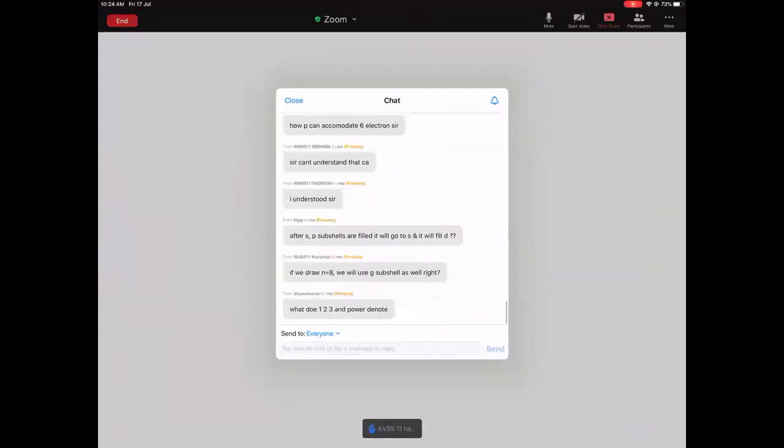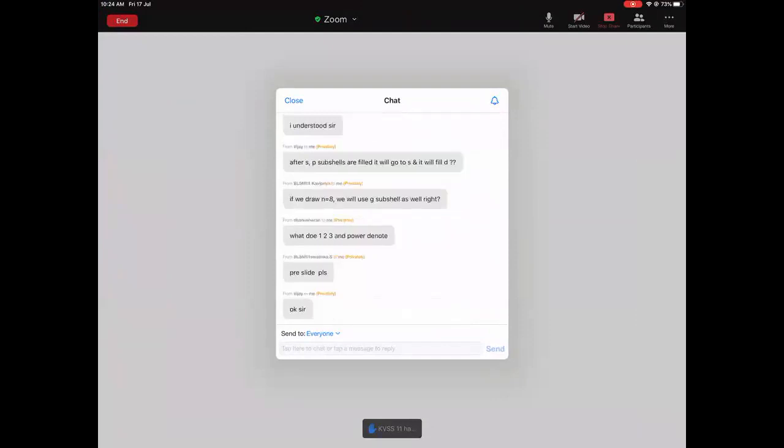Sir, after the s and p subshells are filled, will it go to s again and fill d? Yes. If we draw n is equal to 8, we can use the d subshell. We don't have so many elements. We have only 118 odd elements. So if you can discover more elements, you can fill it up.